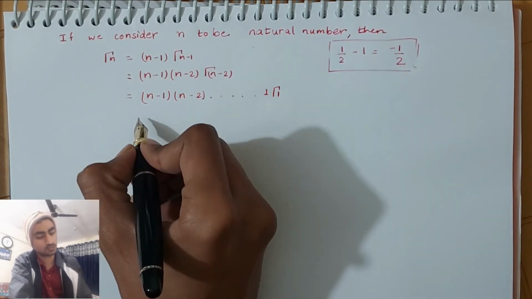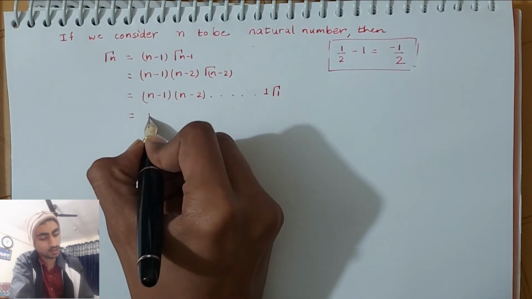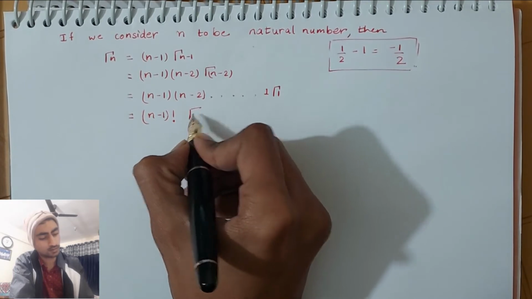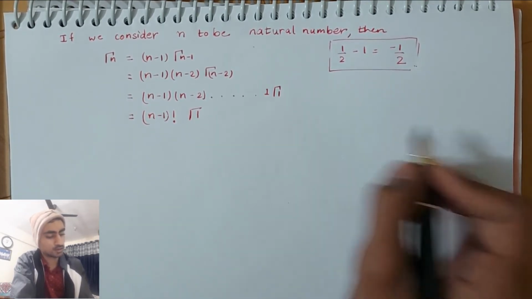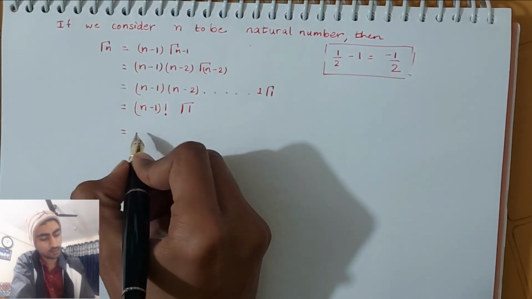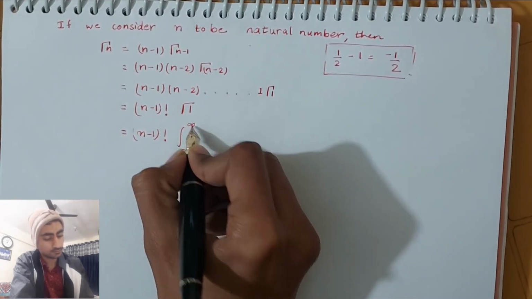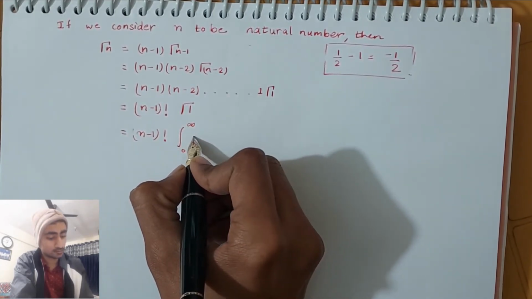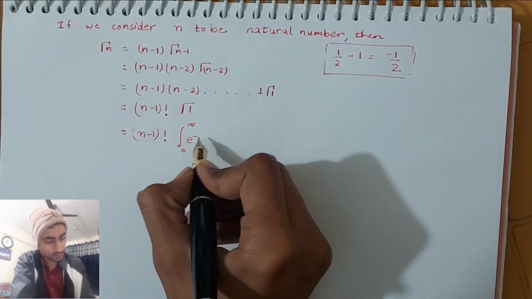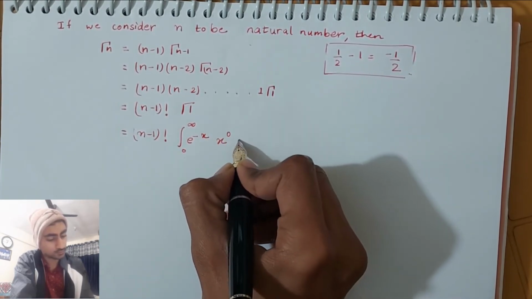Okay, so we can write this term apart from the gamma 1 as n minus 1 factorial. And let's calculate gamma 1. If we put n equal to 1 in the definition of gamma, we can write it as the integral from 0 to infinity of e to the power minus x times x to the power 1 minus 1, that is x to the power 0, dx.